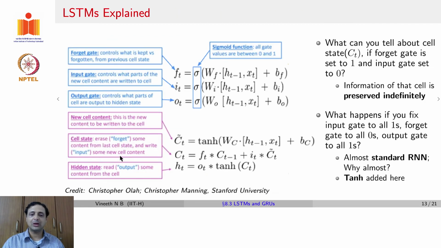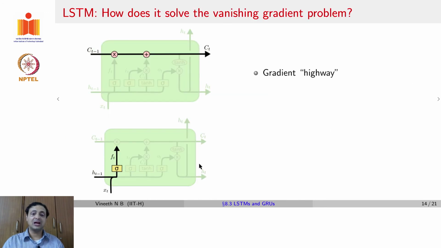So once again, if you go back to the equations here, this equation on CT tells us that CT depends on CT-1 only with respect to FT, while the second term here, the IT into CT tilde, could still be affected by the vanishing gradient problem. We don't worry about it because there's another component which will allow the gradient to pass through as is through the LSTM network to earlier time steps. This allows addressing the vanishing gradient problem in LSTMs.